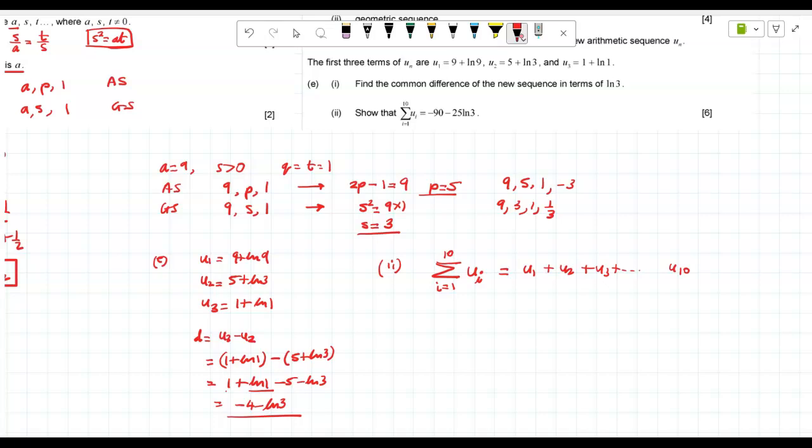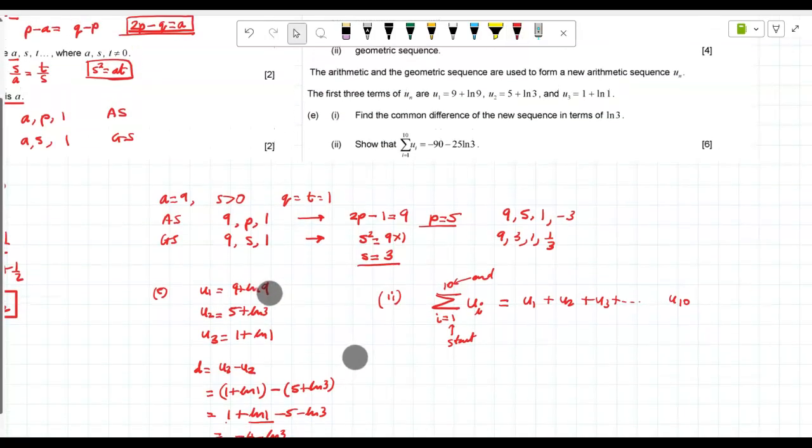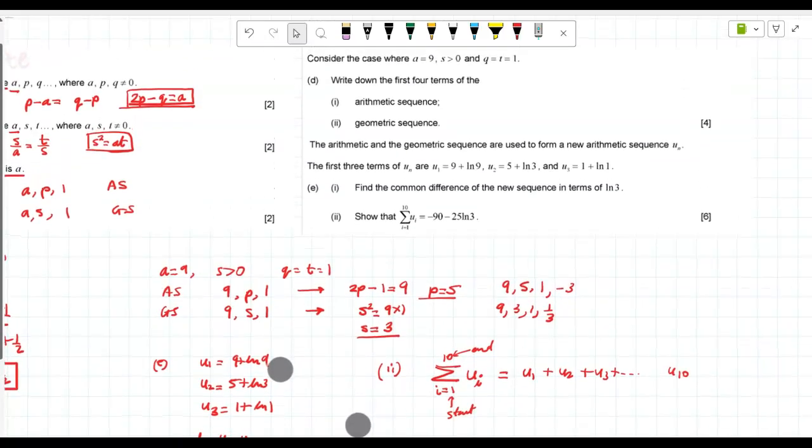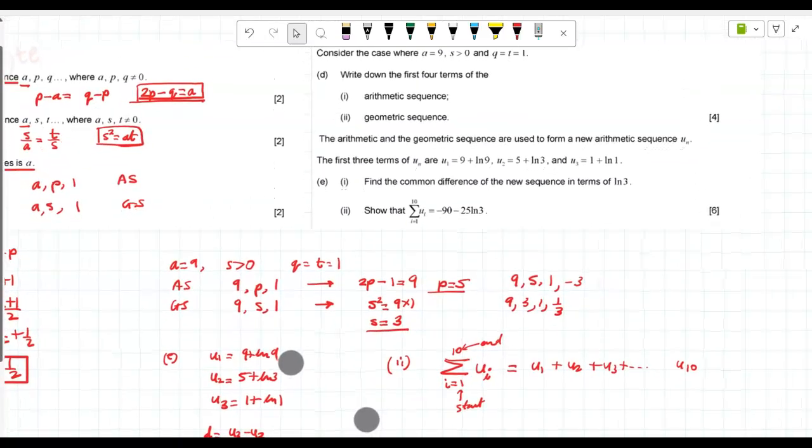So i is what you start with. i is 1, you start with 1, and you end with 10, and you add it to your comment. Got it. Now what do you do? Equate it to negative 90. You have to show that.